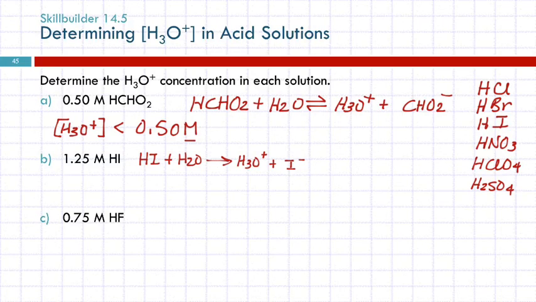So the hydronium ion concentration will be what? It'll be 1.25 molar. It's the same. Because all of those hydrogen ions come off and ionize. It ionizes completely. So for a strong acid, the hydronium ion concentration, for the most part, for a monoprotic acid, will be the same as the acid concentration. How about HF?